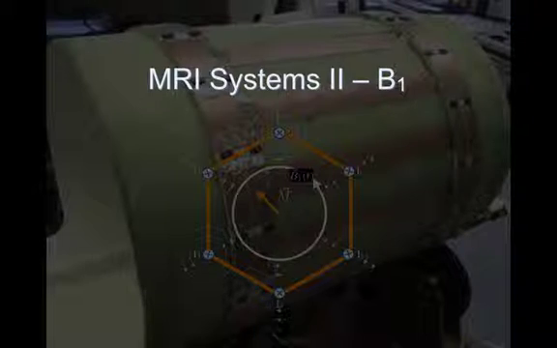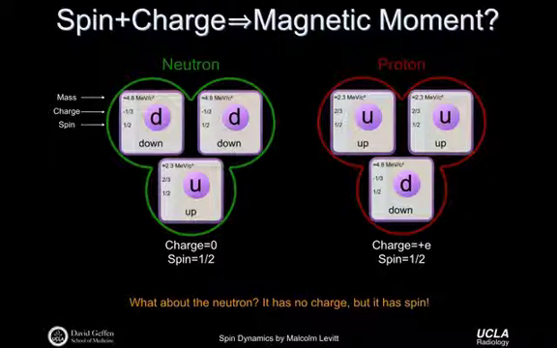So B0 is the polarizer. We talked about the NMR phenomena in the last lecture. And today we're going to talk about B1, which is mostly used as the exciter. It serves some other purposes as well, and we'll talk about some of those as we go.